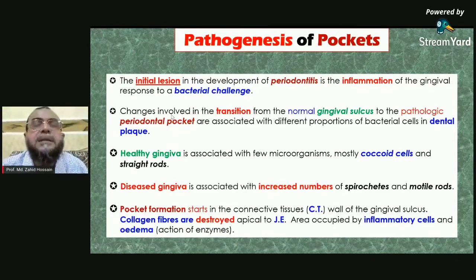The initial lesion in the development of periodontitis is inflammation of the gingiva in response to bacteria. As I told you, at first bacteria start to grow around the tooth, and there is periodontal plaque. Gradually this plaque produces enzymes and toxins, takes food, and also excretes metabolic end products. All are noxious, all are deleterious, I mean all are bad for our health. So they destroy the tissue. Initially you will find some color change of the gingiva, little pain, or some bleeding. This is the initial lesion of periodontitis.